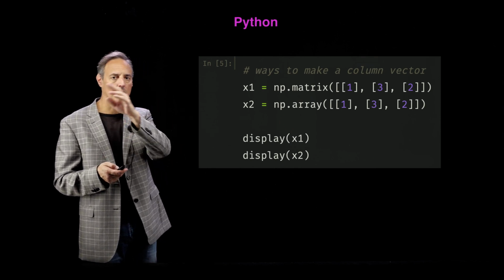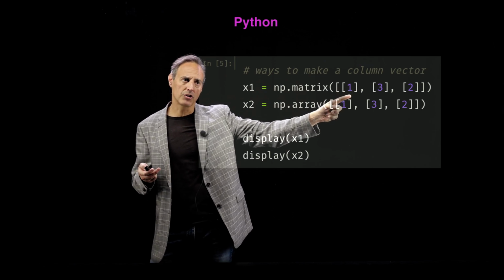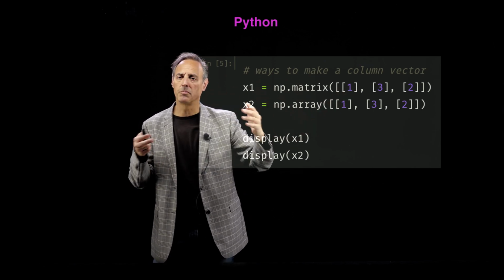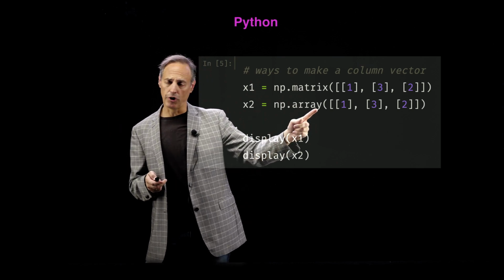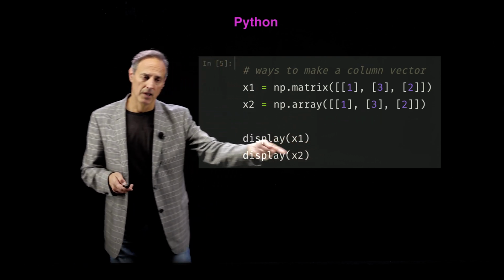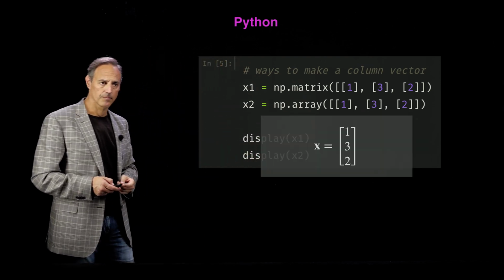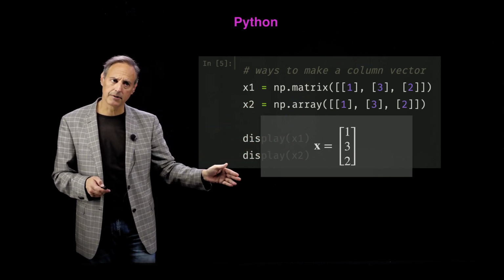For each row, there's only a single column, and so that's why you only have a single number in here. I could, of course, make a matrix and have multiple columns, but then it'd be a matrix and not a column vector. You can also use the np.array command, and again, same kind of structure. If you display these, they just give you that vector right there. So now it's a column vector of 1, 3, 2.